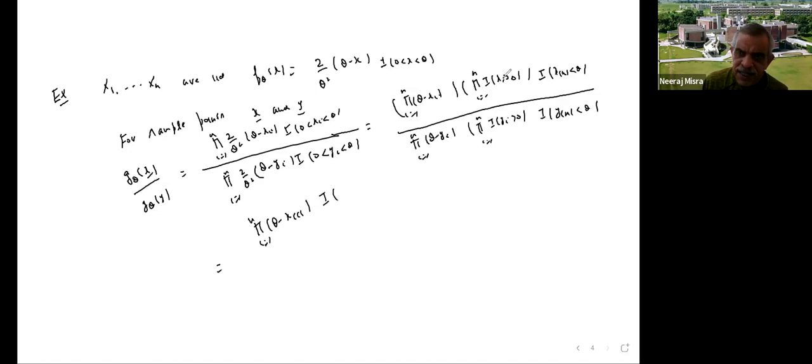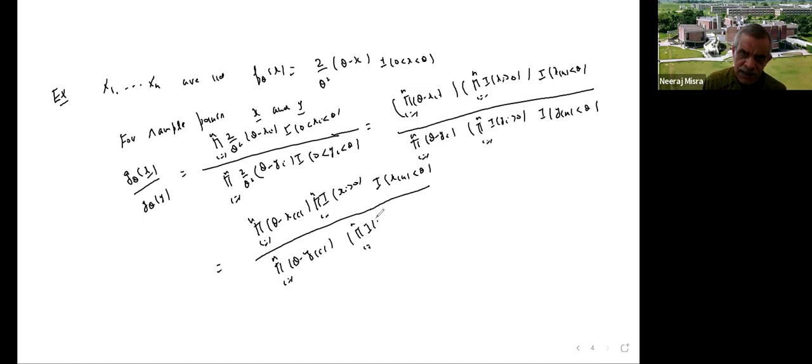In fact, there's no need to write the indicator xi greater than 0, because x is a sample point. So this will always hold, right? But you can write it down, it doesn't matter. Product of indicator xi greater than 0, indicator xn less than theta, product over i equal to n of theta minus, product over i equal to n of indicator y 0, indicator less than theta. Is that okay? Now this is independent of theta.